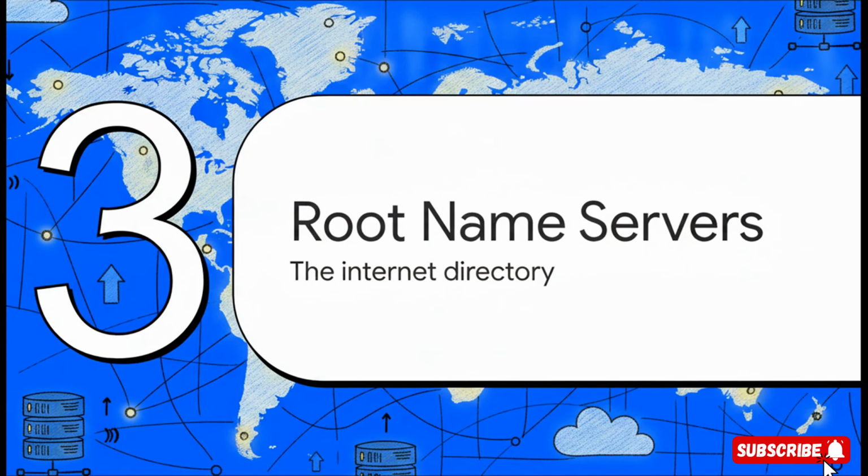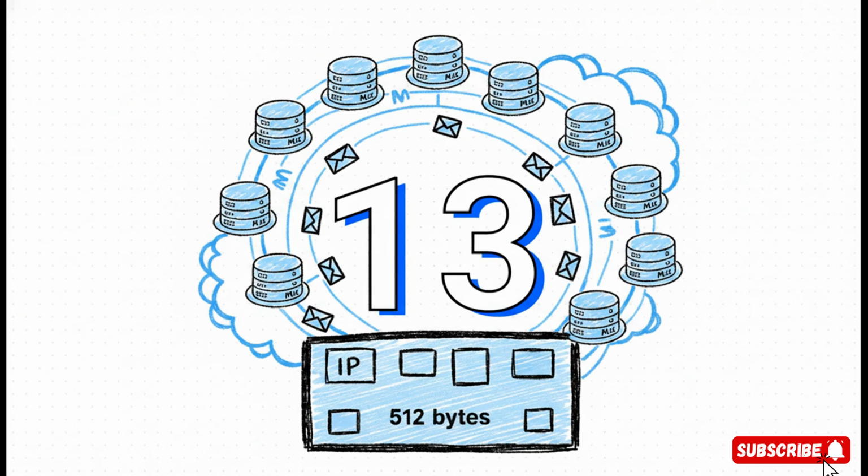Which brings us to Section 3, the root name servers. To actually perform this DNS lookup, your browser often has to consult the absolute highest level of the internet's directory. 13. Yep, just 13. At the very top of the DNS hierarchy, there are exactly 13 logical root name servers in the whole world, labeled A through M.